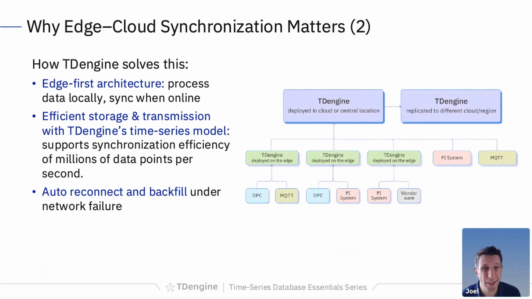So how does TDengine solve this? Well, you can deploy multiple TDengine instances: you'd have one in a centralized location and then multiple instances deployed on the edge, as depicted in this diagram. You can see on the top we have our large centralized instances that are receiving data from multiple instances deployed on the edge, which are also receiving data from other internal IoT systems, whether that's OPC or MQTT standards.